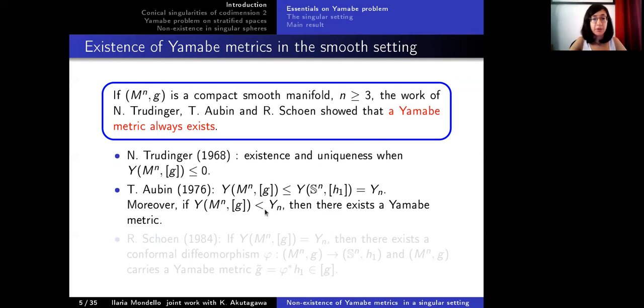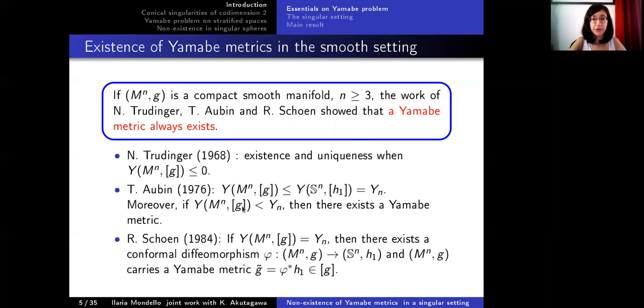After the work of Aubin, one of the questions was what happens in case of equality between the Yamabe constant of the manifold and the Yamabe constant of the sphere. And this was solved by Schoen in 1984. Thanks to the positive mass theorem he proved with Yau, he was able to show that if a manifold has Yamabe constant exactly equal to the Yamabe constant of the sphere, then you can find a conformal diffeomorphism between the manifold and the round sphere, and thus, when you pull back the round metric of the sphere, which is a Yamabe metric, you find a Yamabe metric on the manifold.